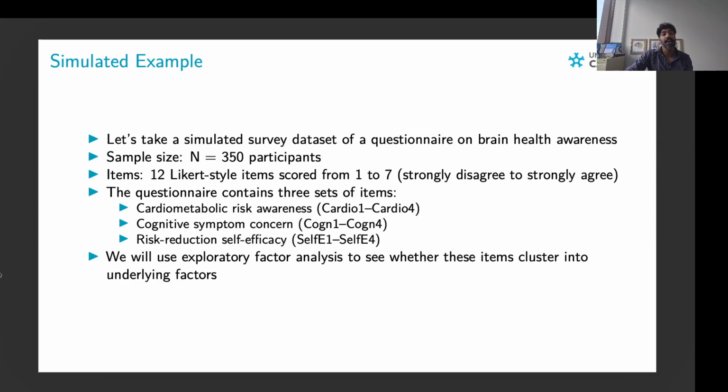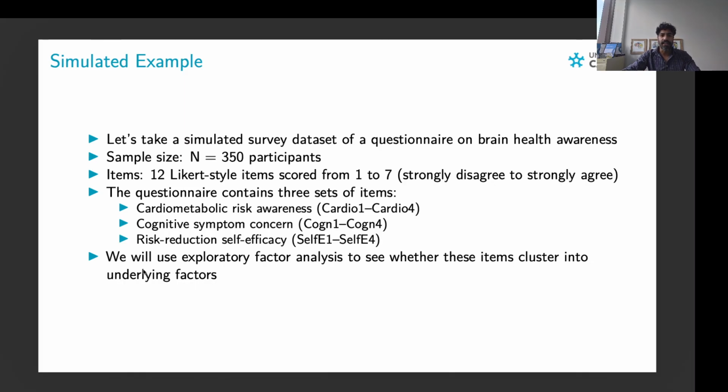And then I may ask you questions on risk reduction, so that I engage in physical activity to help promote and protect my brain health, or I maintain healthy habits for my brain. You may strongly agree, strongly disagree, or somewhere in the middle. These are the items that I'm asking you about your brain health. Then I collect all the data, and I'm going to use exploratory factor analysis to see whether these items cluster onto underlying factors.